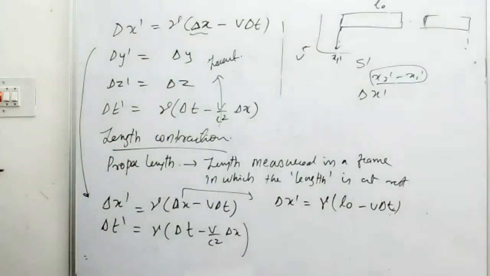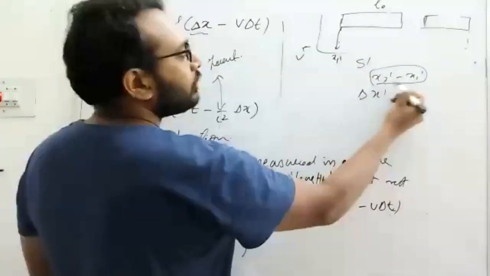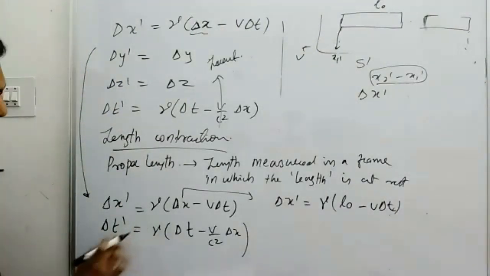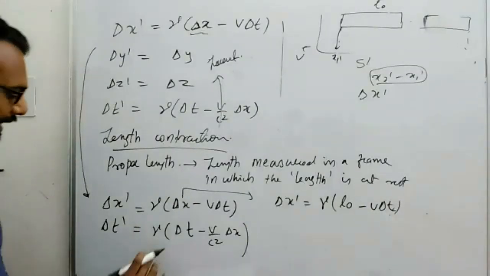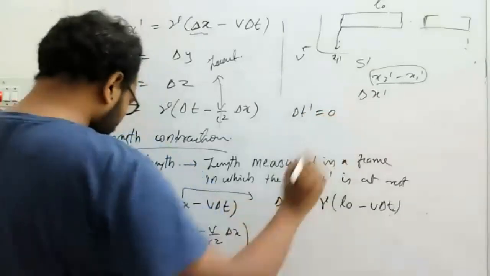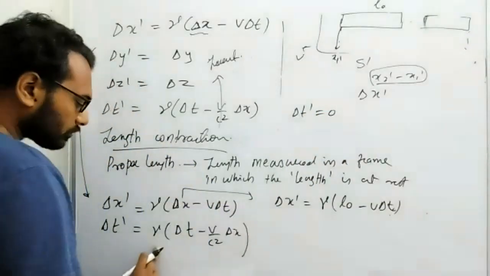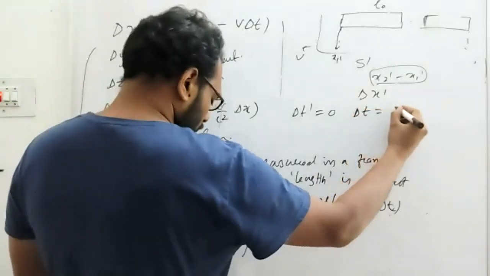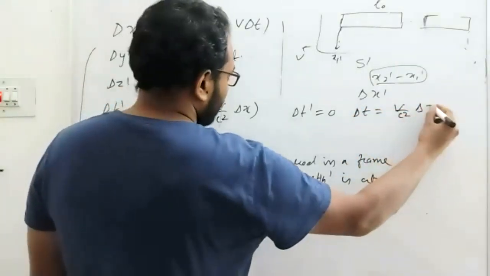So if you want to find the length of an object, you have to take these coordinates at exactly the same time, which means that you have to take it in such a way that delta t prime is equal to 0. But if you put delta t prime equal to 0, you see that delta t is equal to v by c square delta x.